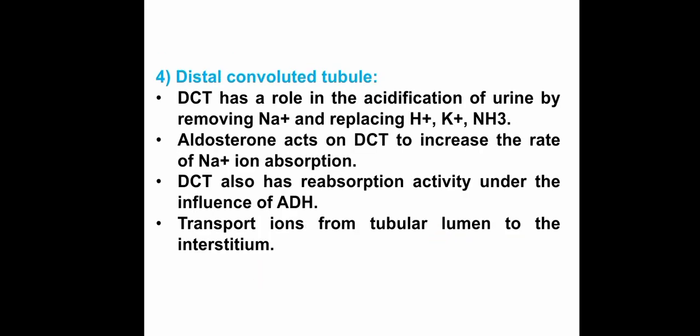Our next one is the distal convoluted tubule. This distal convoluted tubule has a role in the acidification of the urine by removing the sodium ion, replacing it with H+, K+ and NH3. Next is aldosterone, which acts on the distal convoluted tubule to increase the rate of sodium ion reabsorption from the DCT.